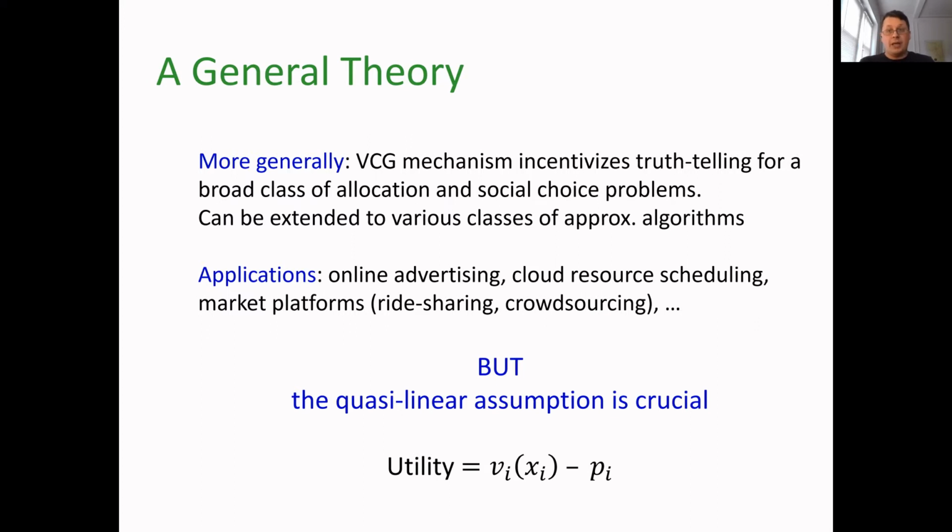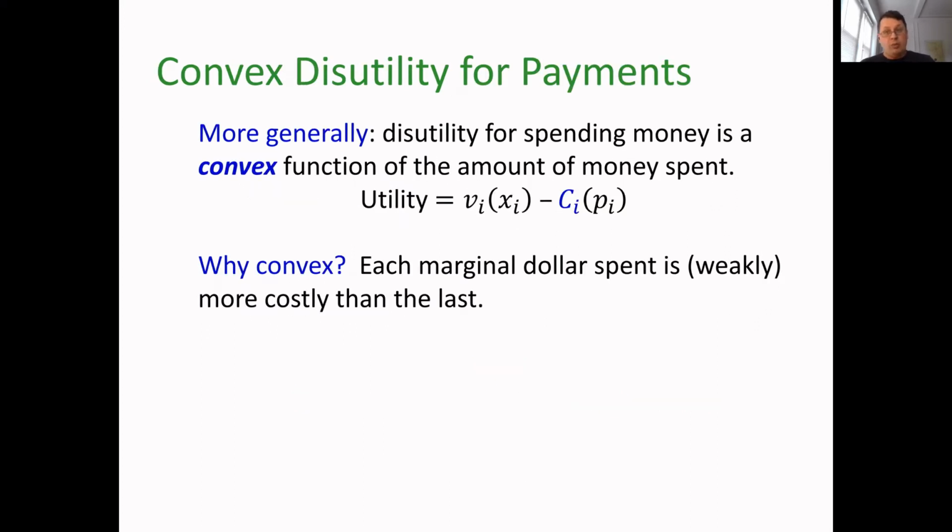All right, a more general model is to have the disutility for spending money not necessarily be linear in the amount of money spent, but some convex function of the amount of money spent. What this captures is the notion that each marginal dollar spent buying apples and bananas is weakly more costly than the last, in the sense that it's somewhat more painful.